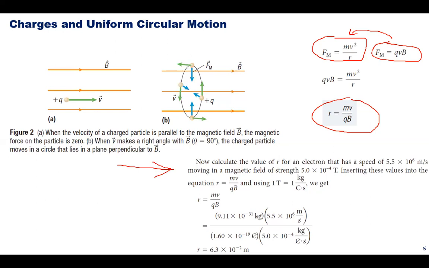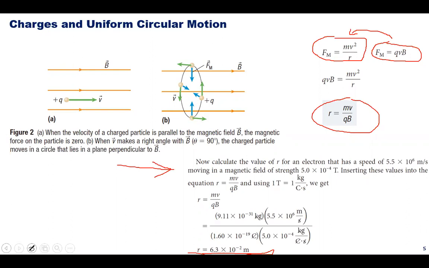And also, be careful with the units here. You should use all SI units. We can get the radius here. The radius of the circular motion is 6.3 times 10 to the power of -2 meters.